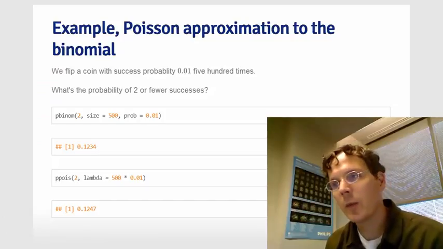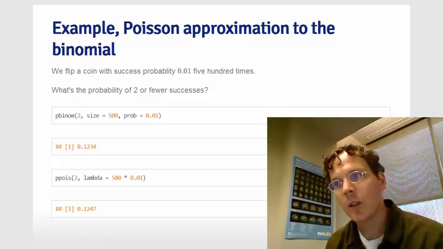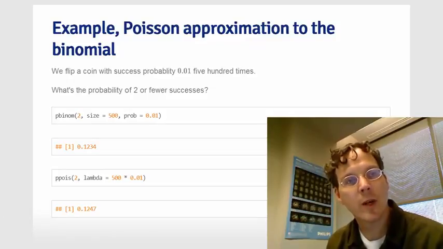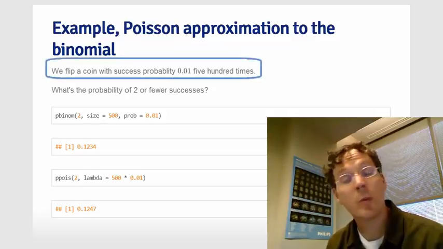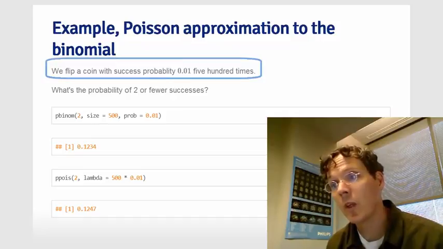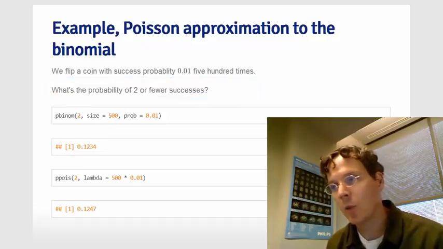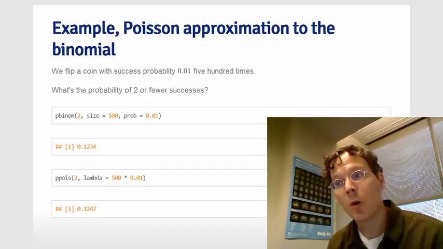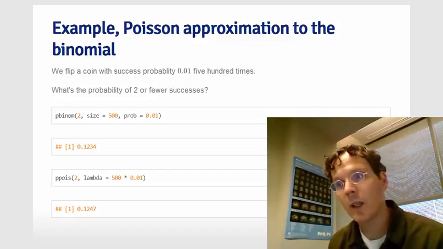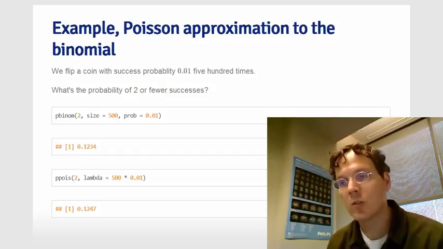As our final example in discussing the Poisson distribution, let's go through a Poisson approximation to the binomial. So imagine if we were to flip a coin with success probability 0.01, 500 times. What's the probability of 2 or fewer successes? This is simply to illustrate a setting that's a binomial probability with a large N, 500, and a small p, 0.01. But it's still in the realm where the binomial calculations are possible.